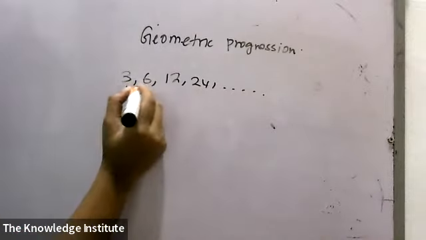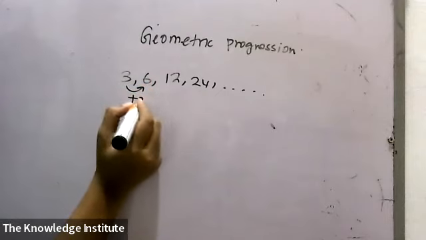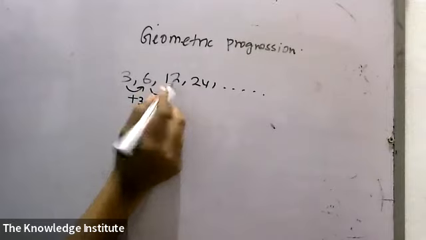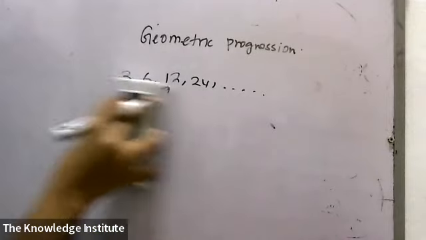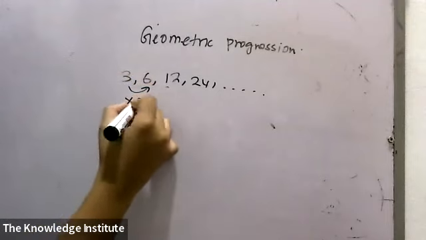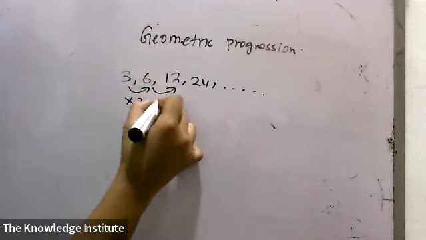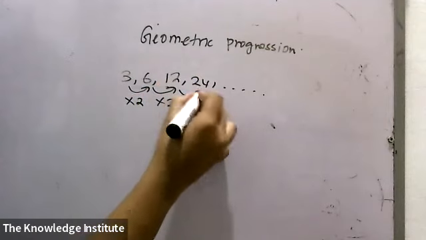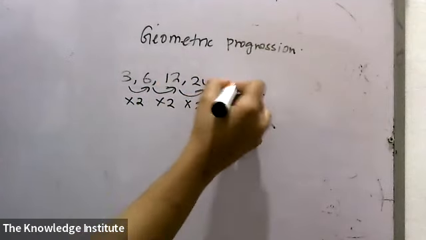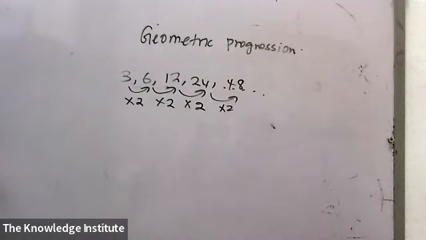If you all tell me we have to add 3, okay, fine. 3 plus 3 is 6. But 6 plus 3, will it give 12? No. But 3, if I multiply by 2, it is 6. 6, if I multiply by 2, 12. 12 into 2 is 24. 24 into 2, I can find the answer as 48.